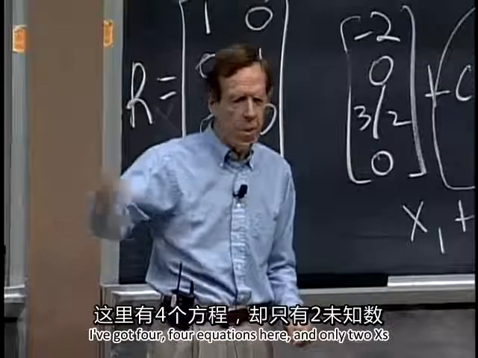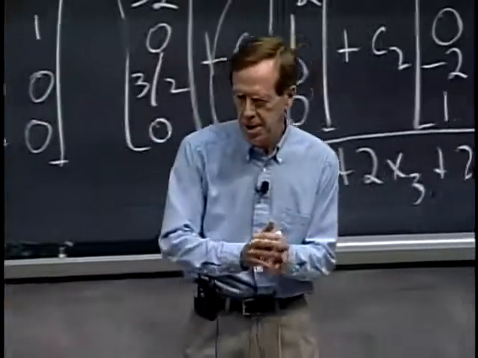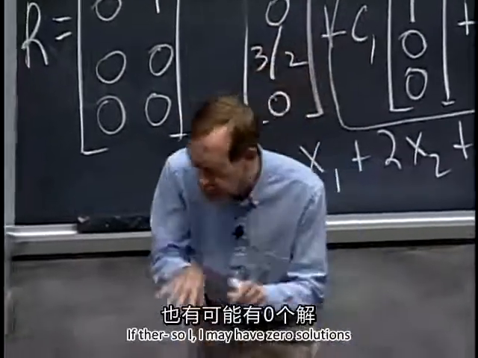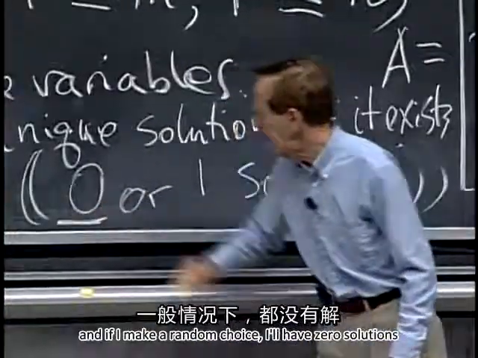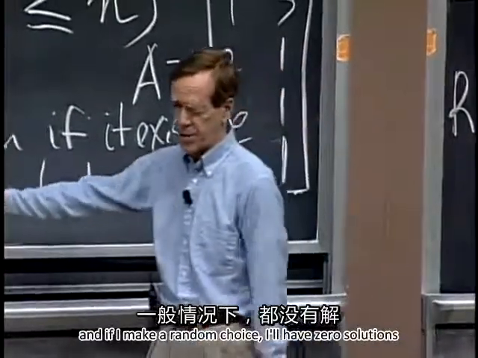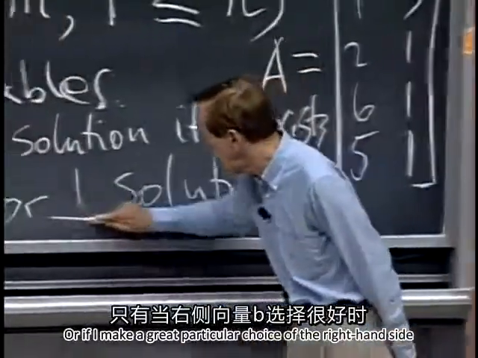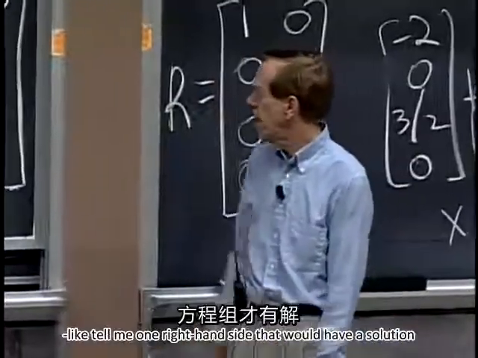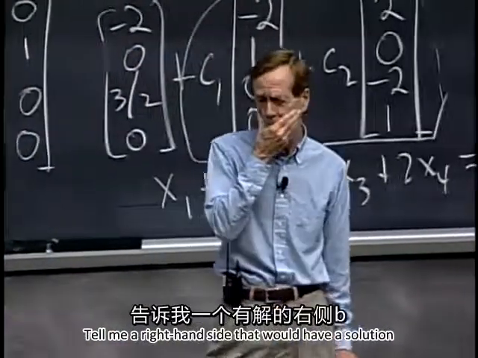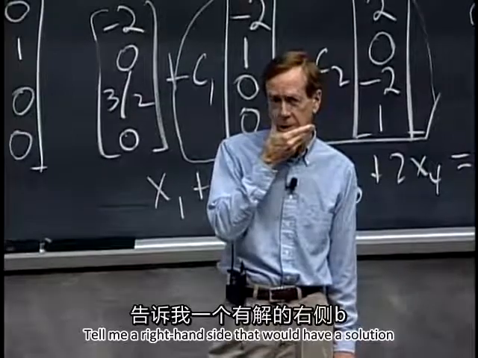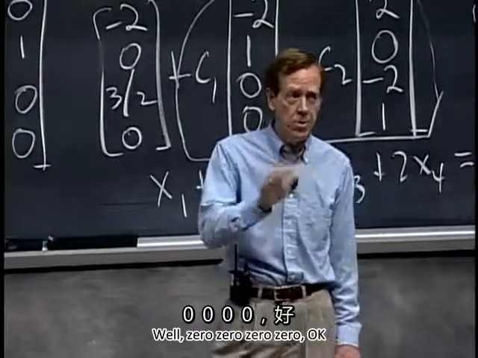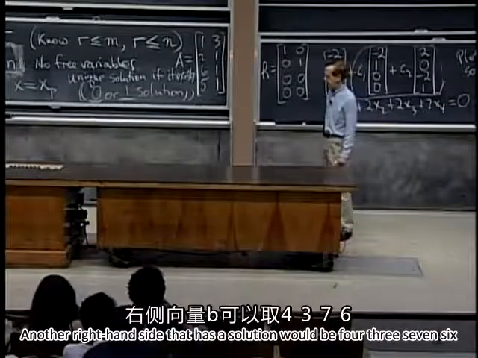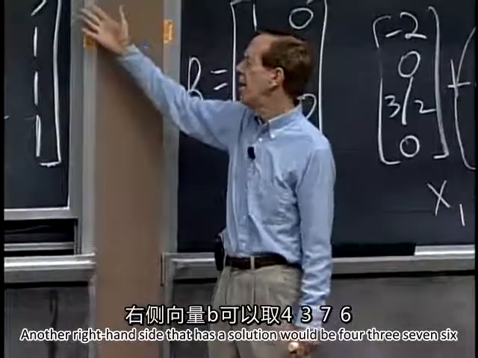I've got four equations here and only 2 x's. So the answer is certainly no. There's not always a solution. So I may have 0 solutions, and if I make a random choice, I'll have 0 solutions. Or if I make a great particular choice of the right-hand side, which just happens to be a combination of those 2 guys, like tell me one right-hand side that would have a solution. Well, 0, 0, 0, 0. Okay. No prize for that one. Tell me another one. Another right-hand side that has a solution would be 4, 3, 7, 6.